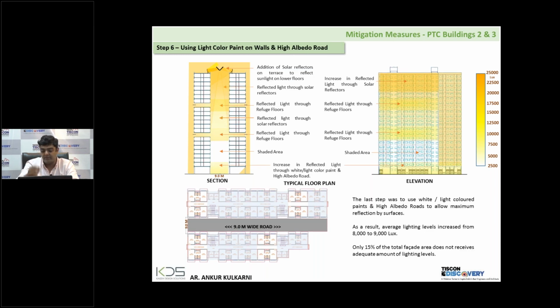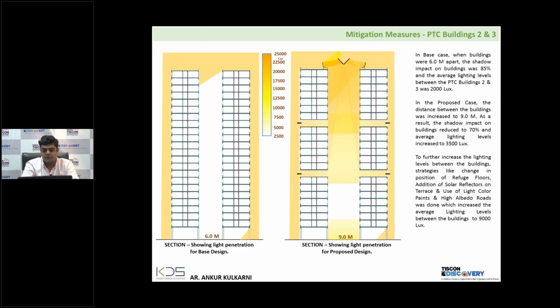So yes, that was an interesting exercise which we did. Yeah, so this was the overall scenario. This was the before case, 70 meters, two towers, and just 6 meters distance in between. And this was after, 6 meters was increased to 9 meters.